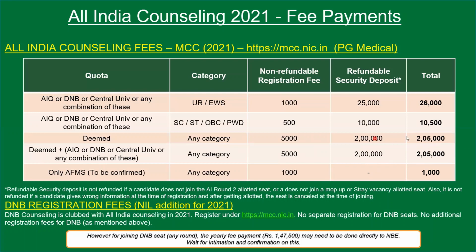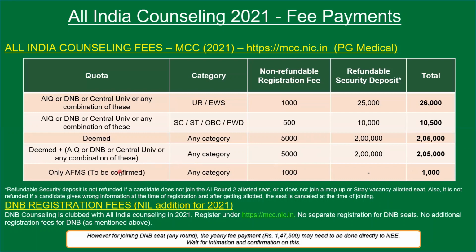Now you see that irrespective of whether you select deemed alone or deemed plus AAQ plus DNB, you want to have those additional choices as well, you will still pay only 2 lakh 5,000, and the refundable security deposit and registration fee remain the same. If you are a candidate who is only interested in AFMS, then you pay only 1,000 rupees. There are a few sets of candidates like priority 1, 2, 3, 4 candidates who would only be interested in AFMS officers, etc. So they pay only 1,000 rupees as a non-refundable registration fee.